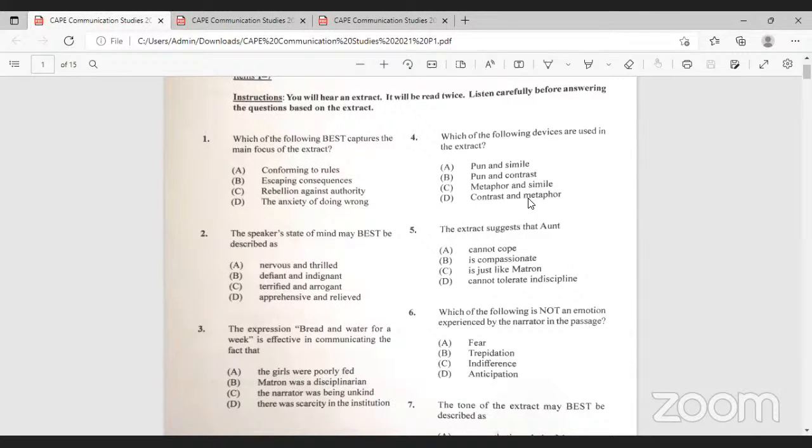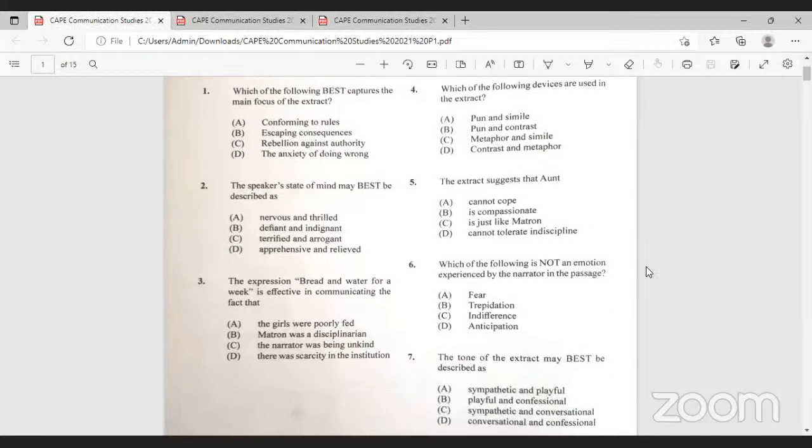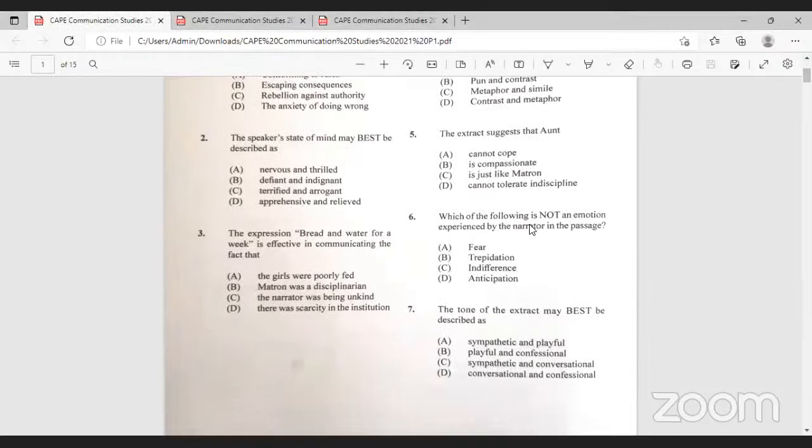5, the extract suggests that aunt what? Cannot cope, is compassionate, is just like matron, or cannot tolerate indiscipline. I think that one is straightforward. Yeah. She can't cope. She's not like matron. She's not as much of a disciplinarian as she is. So 5 is A. 6, which of the following is not an emotion experienced by the narrator in the passage? Fear, trepidation, indifference, or anticipation. Yeah, that one I think is clear as well. 6, C, yeah, indifference. She was not indifferent at any point in the extract.